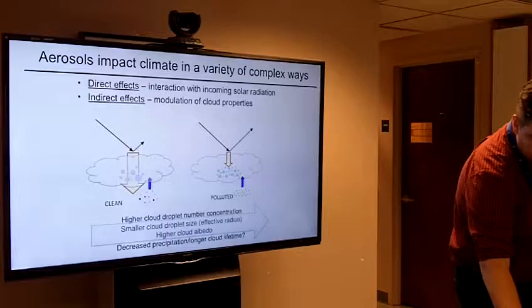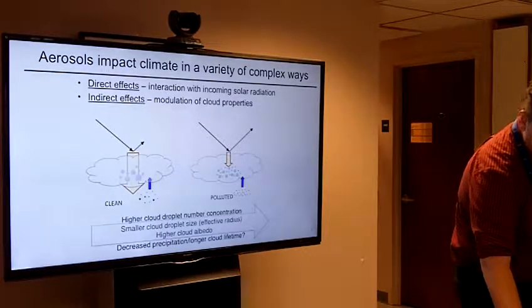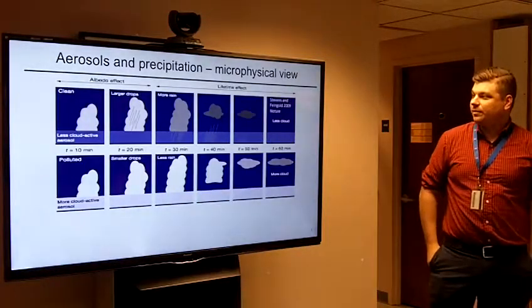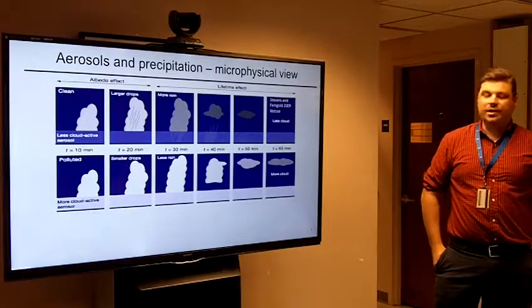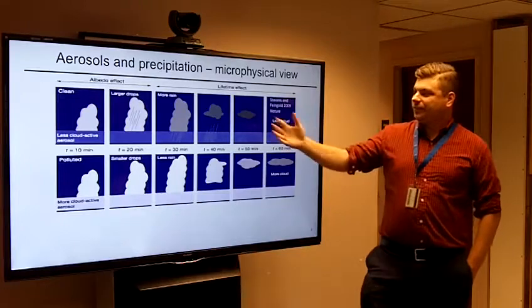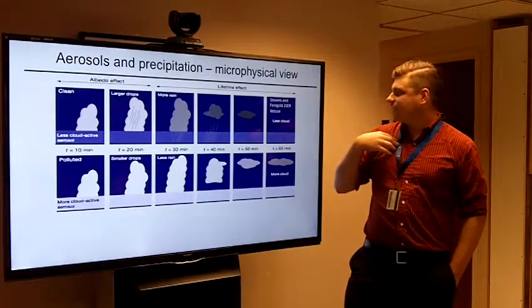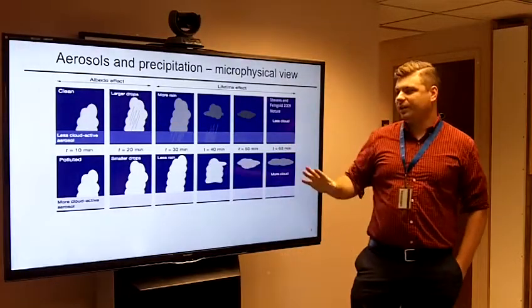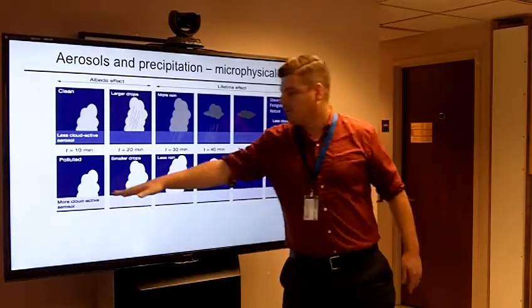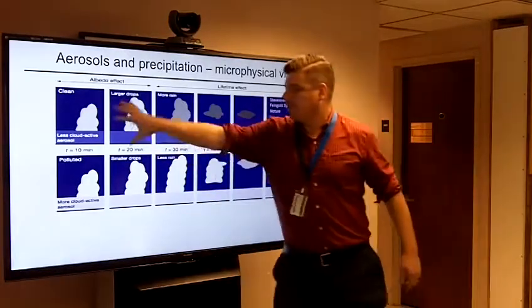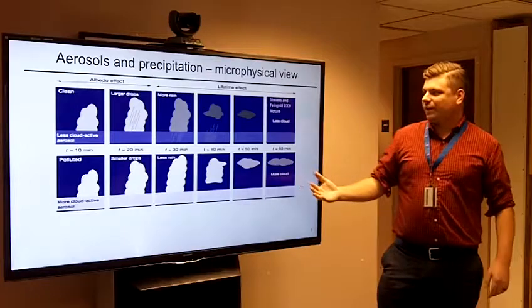There's also another indirect effect, at least one more for that matter, involving precipitation. For aerosols and precipitation, there's a really complex view here. But to show first the microphysical view, again I have the same set of schematics, with the top row being the cleaner air mass, and the bottom row being the more polluted one. The first two panels here are just showing the albedo effect again.